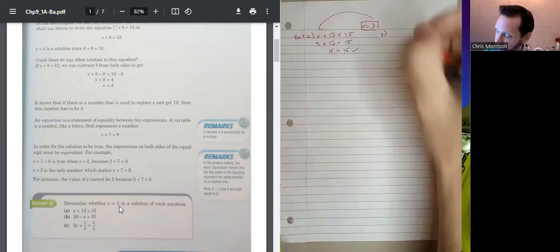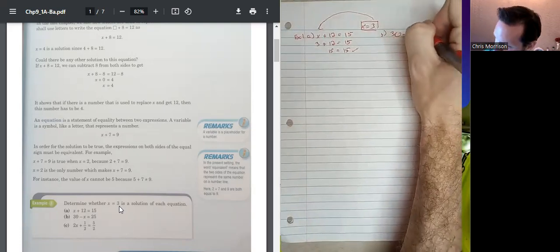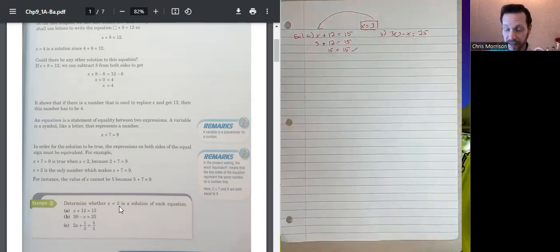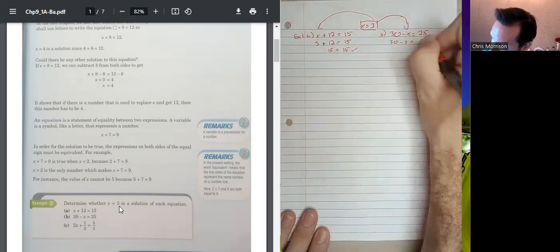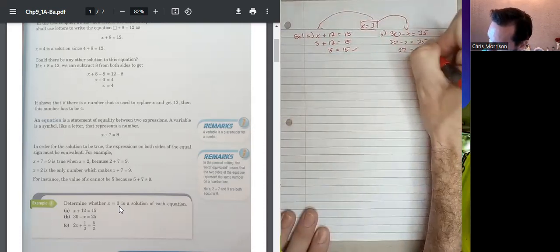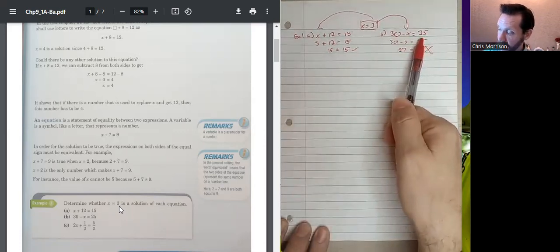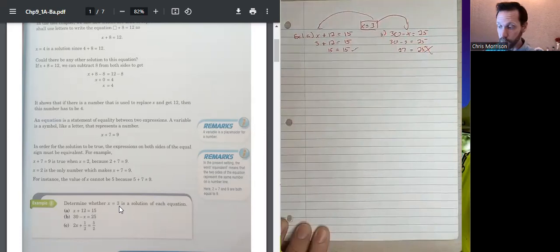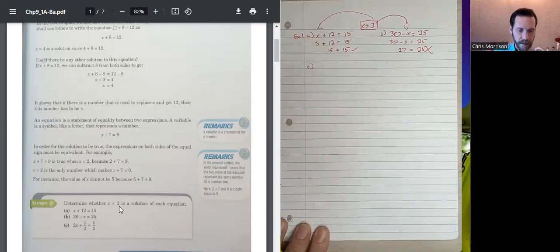Look at example B: 30 minus X equals 25. We're still assuming that X is 3, so we put that in. 30 minus 3 equals 25. What's 30 minus 3? 27 equals 25. Is that true? Does 27 equal 25? No, it does not. So 30 minus X equals 25 is false if X equals 3. A is true, B is false.